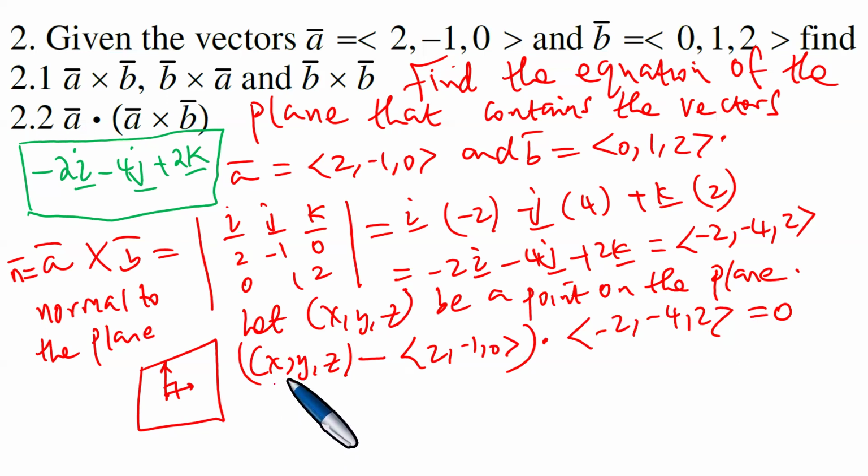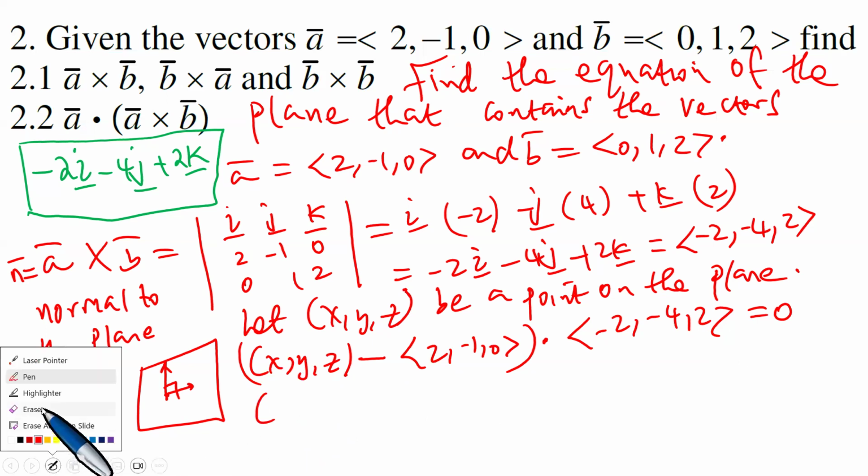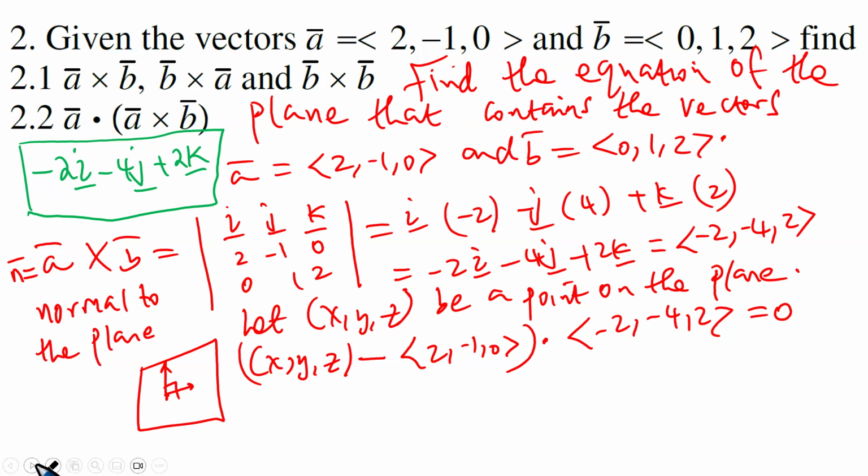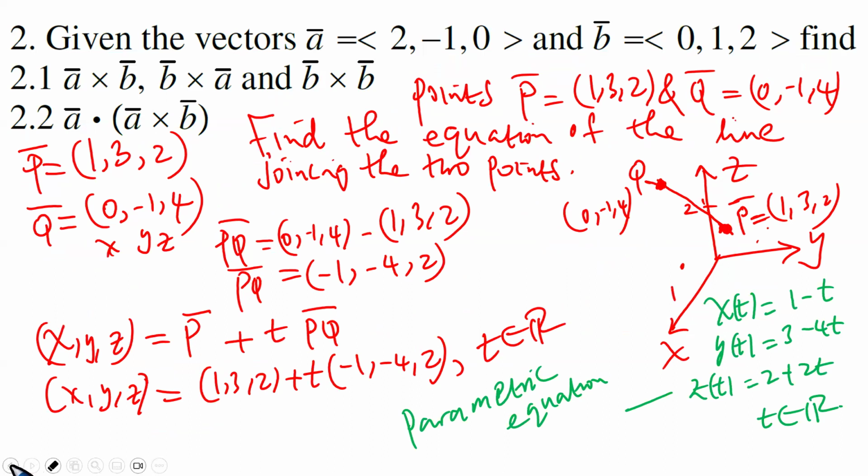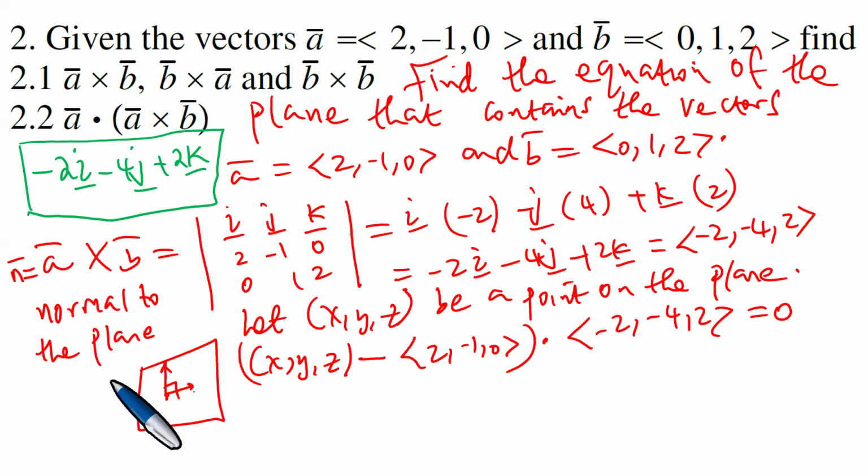Right. So now you subtract this component-wise: x minus 2. Obviously, if we subtract this, then you get a vector, which is x minus 2, y plus 1, z minus 0.